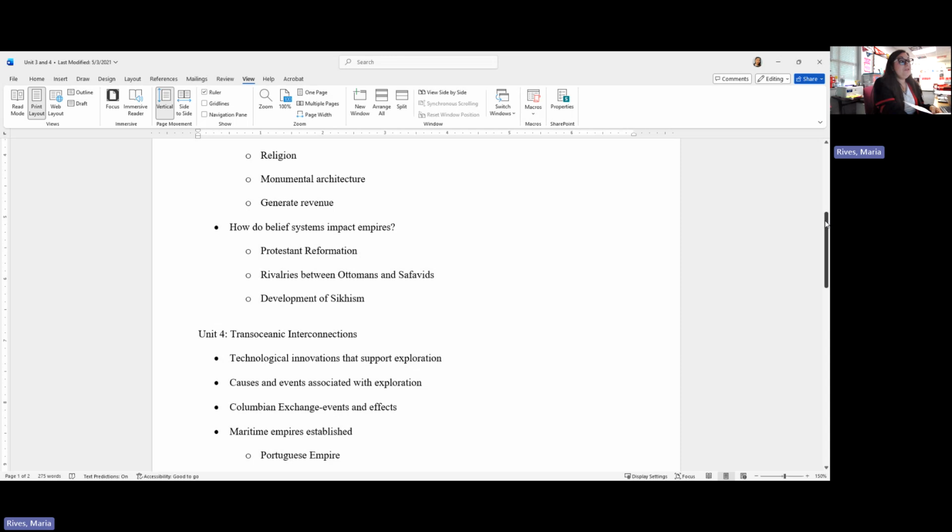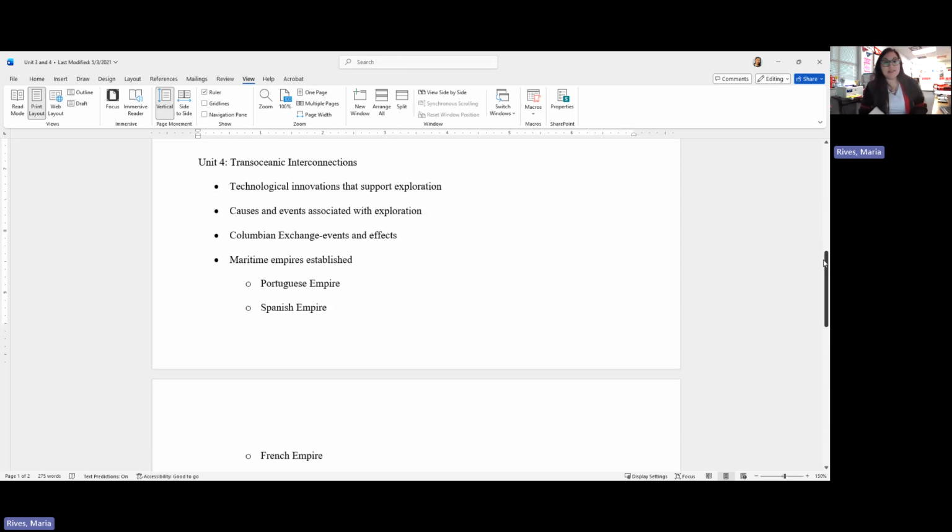Okay, now we're going to go to Unit 4. Unit 4 is transoceanic interconnections, Europe exploring the Americas. First thing is technological innovations that support exploration. We have the caravel, the carrack, the Dutch flute, which allows you to ship products or carry cargo at double the cargo, but half the price because the ship is more efficient. It requires less crew members.